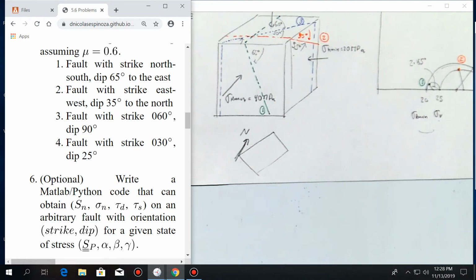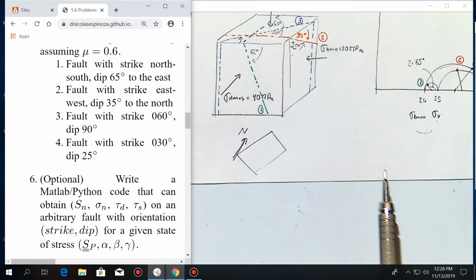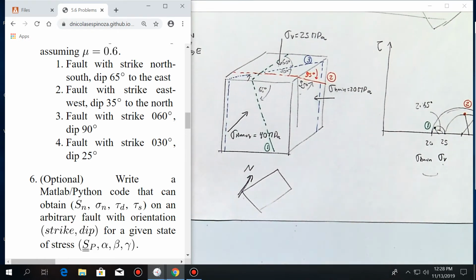And it's not going to be aligned with any of the principal stresses, and therefore you cannot solve it. If you wanted to solve it, you would have to use this tensor method that you don't have to know how to do or how to use, but you have to know that it exists and that it just consists of projecting stresses on the coordinate system of the fault. That's all you have to know.